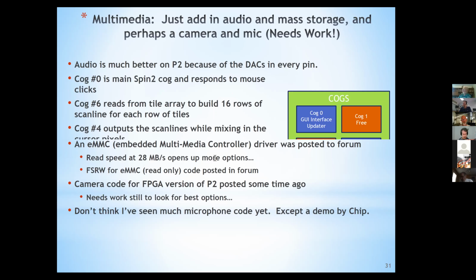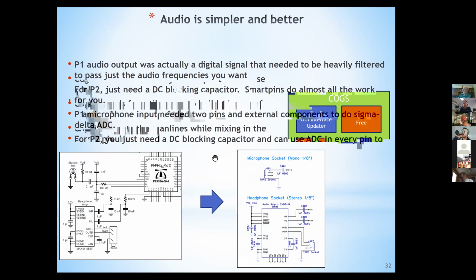I don't think it's seen a whole lot of microphone code. Yeah, I think Chip has a demo doing it. That's another area that needs some work, I think. So here's something showing how much better the audio is. You remember with P1, it was actually digital output. You had to filter before you send it to the audio chip. And now, because the pins have the DACs in there, you can just go straight out to your audio. And the mic has the ADC, so that makes that easier.